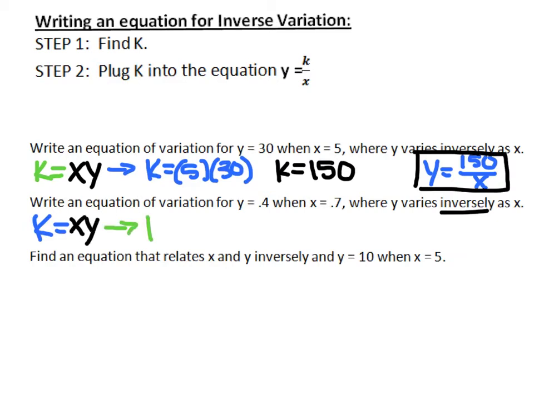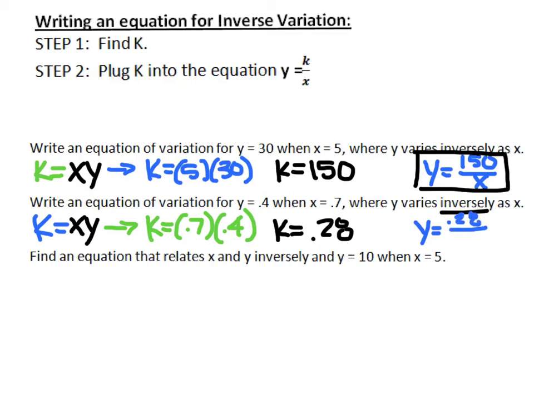So, we can see that k is going to be equal to 0.7 times 0.4, which is our y. Well, what does that give us? That k equals 0.28. So if we know that, then we know that our equation is going to be y equals k divided by x. Or in other words, y equals 0.28 divided by x. And that would be our final answer.